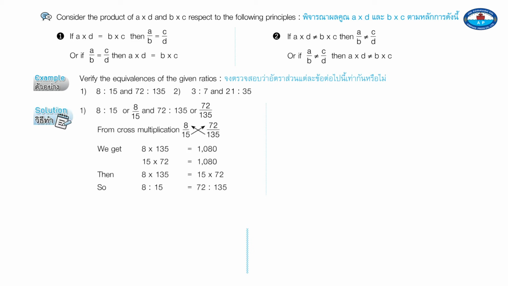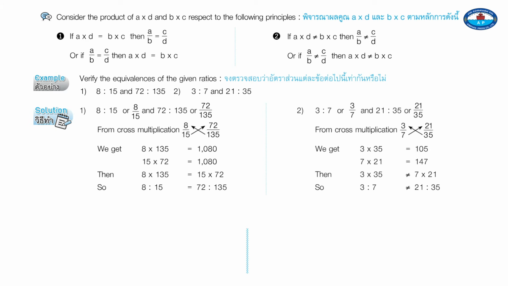Solution 1. 8:15 or 8 over 15 and 72:135 or 72 over 135. From cross multiplication, we get 8 times 135 equals 1080. 15 times 72 equals 1080. Then 8 times 135 equals 15 times 72. So 8:15 equals 72:135.